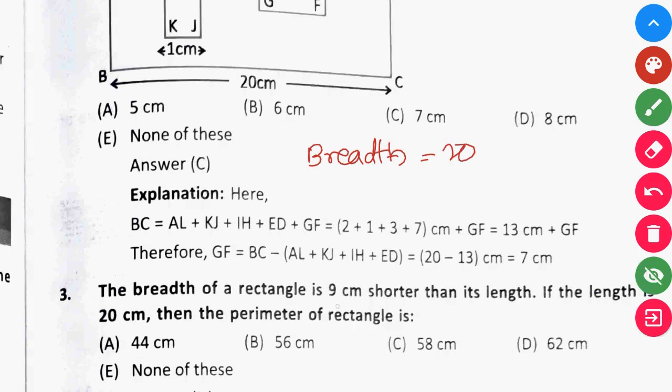20 centimeter. Length is shorter, means length is smaller than the breadth. How much shorter? 9 centimeters. So length is equal to 20 minus 9, that is 11 centimeter.